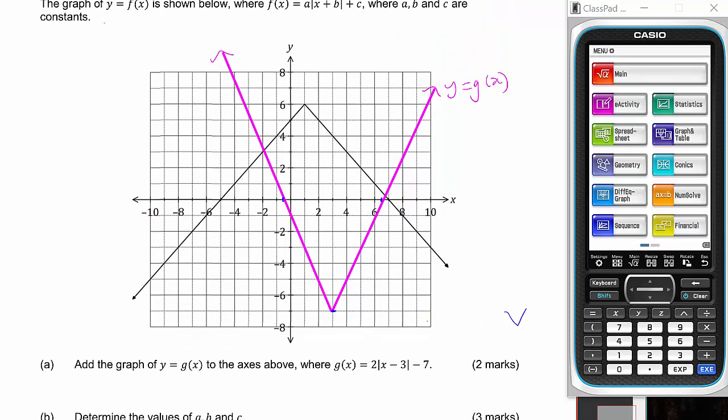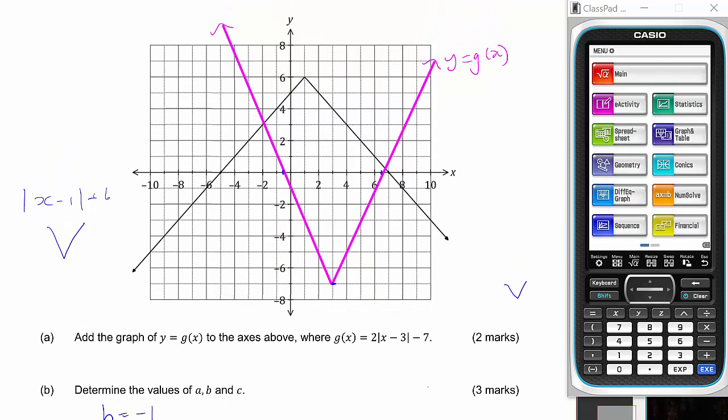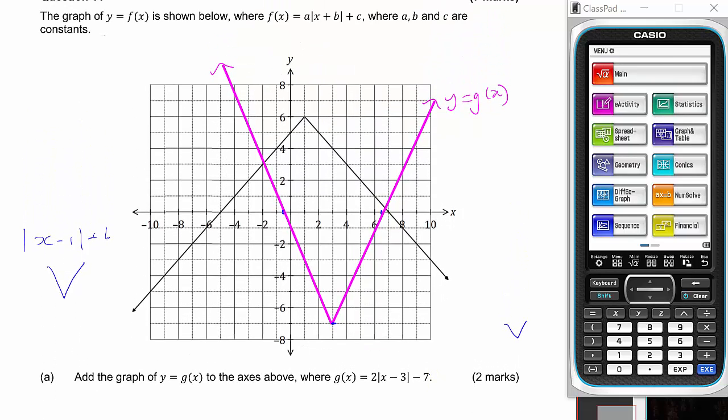Now the a is going to be the gradient of this. Well, the gradient appears to be negative 1 along there and 1 along there. Which one of those works? So if we just had mod x take 1 plus 6, that one would go like that, wouldn't it? So we're going to want a is equal to negative 1. That should do the trick.